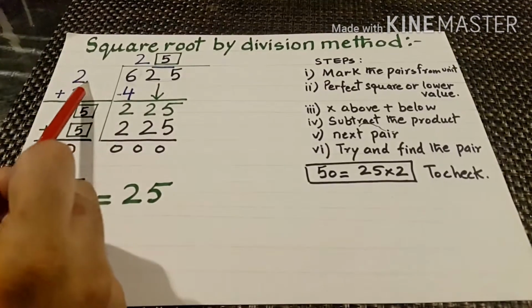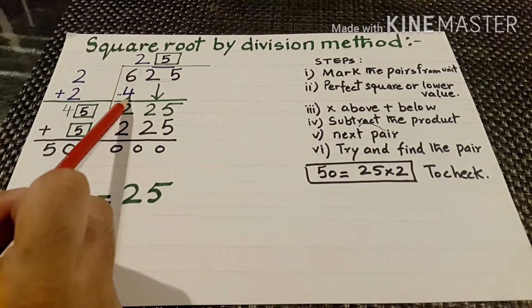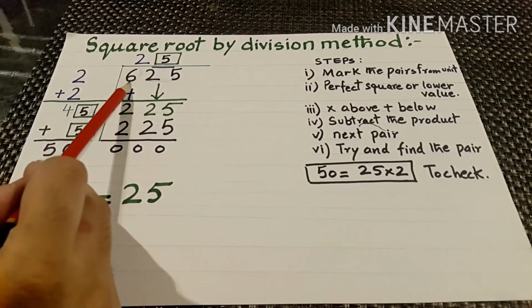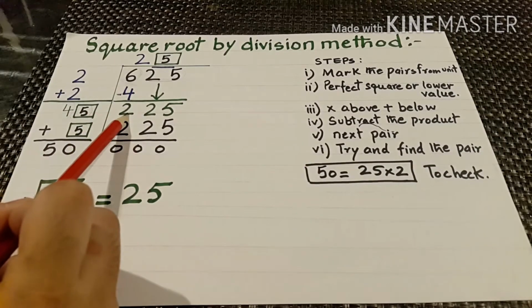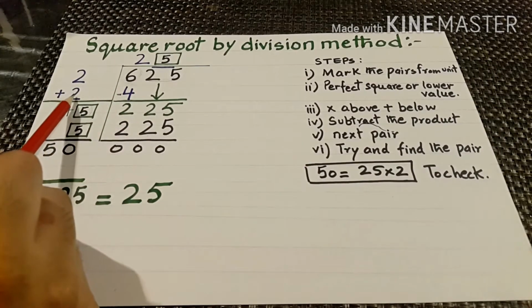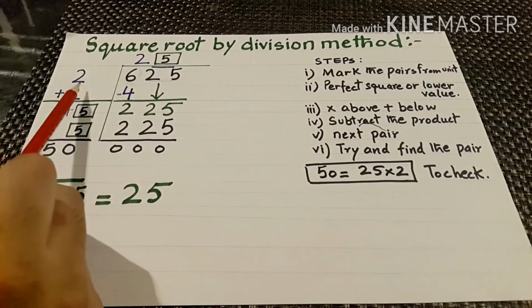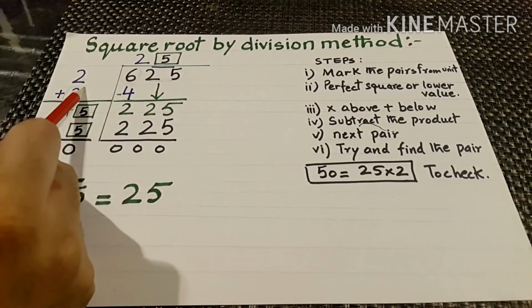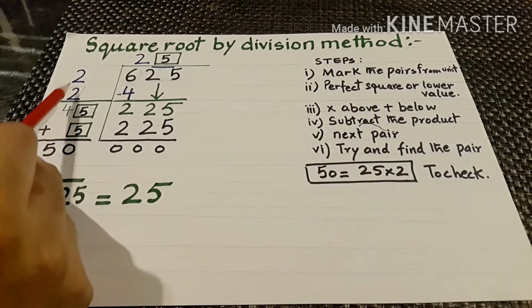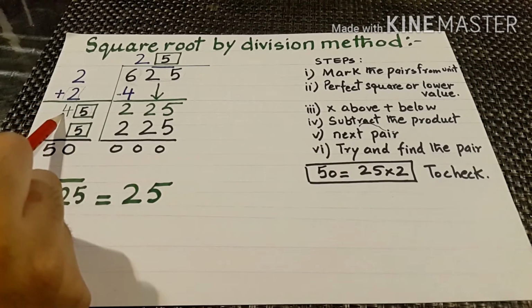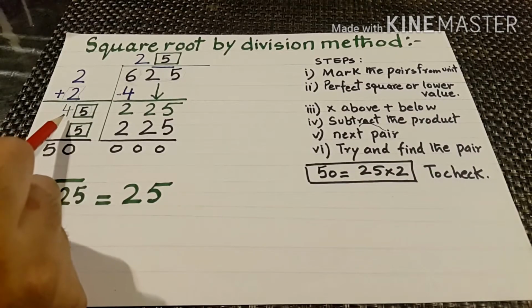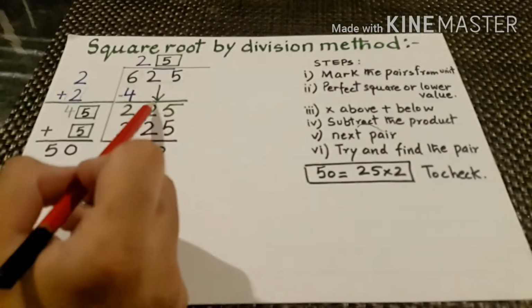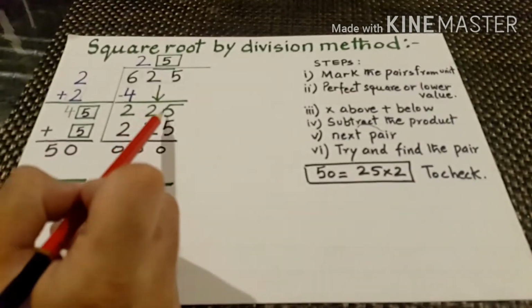Now this means that 2 times 2 is 4. Now subtracting, we get 2 here. Now here what we have done is, as we have multiplied with the same number, we are adding with the same number also. Now this 2 plus 2 is 4 here. Now the step number 2 is that we will bring down this 25 here.